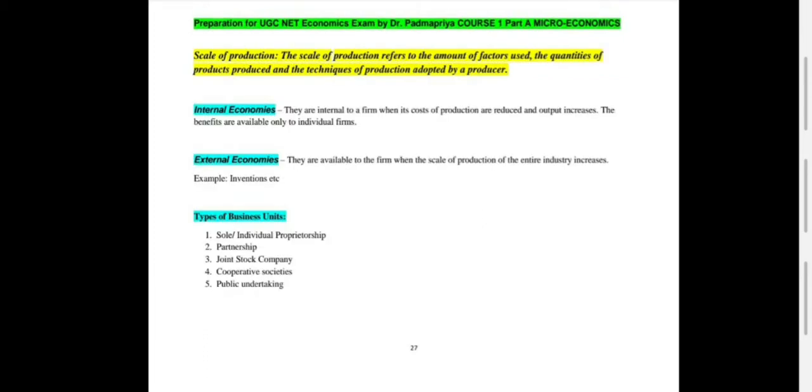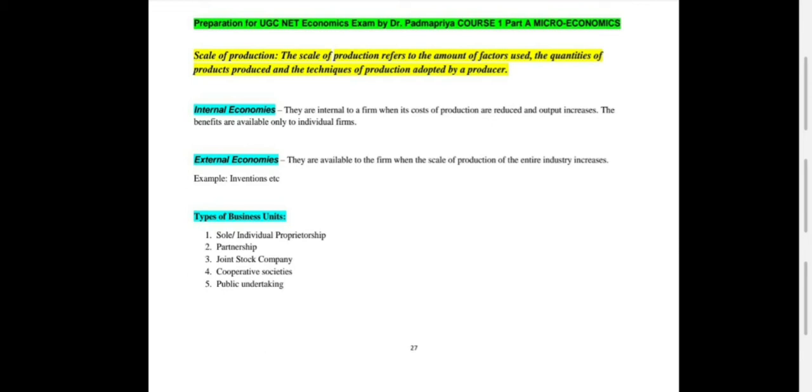Now we have to understand the concept of scales of production. The scale of production refers to the amount of factors used, the quantities of products produced and the techniques of production adopted by a producer. Now we have 2 important concepts, which are internal economies of scale and external economies of scale. Internal economies are internal to a firm when its costs of production are reduced and the output increases. The benefits are available only to individual firms. In the case of external economies, they are available to the firm when the scale of production of the entire industry increases. Example, the ones caused by inventions and others.